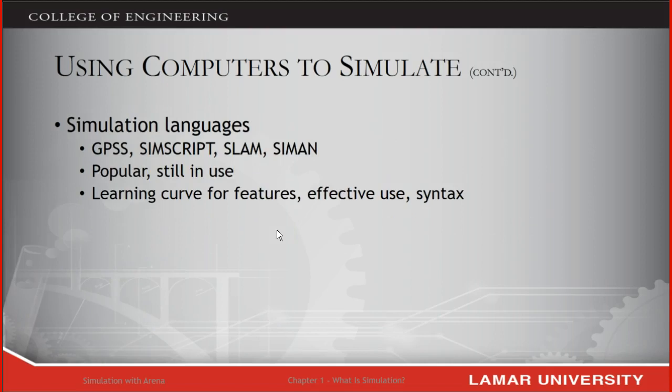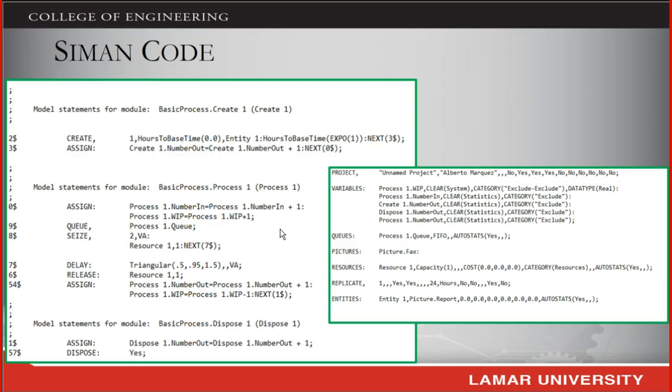Later, there was development to create simulation-specific packages like GPSS, SimScript, SLAM, and SIMAN. Some of them are still in use, and it was an effective way to build models, but nonetheless, it was still coding up to a certain level. Here you have an example of SIMAN code. SIMAN code is, in a way, the granddad of Arena.